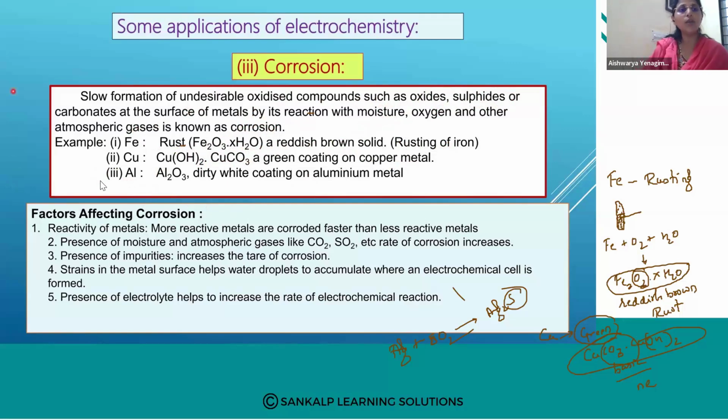Aluminium, see, aluminium, the speciality, I'll just tell you here. Aluminium Al2O3, a dirty white coating on aluminium metal. Actually the corrosion of aluminium, you know what I say, it is a protective corrosion actually. Why is it protective corrosion? Because see, we use aluminium foil. Why do we use aluminium foil? When we go on a trip, we want to store our chapatis for a few days. So what do we do? We wrap them in aluminium foil.